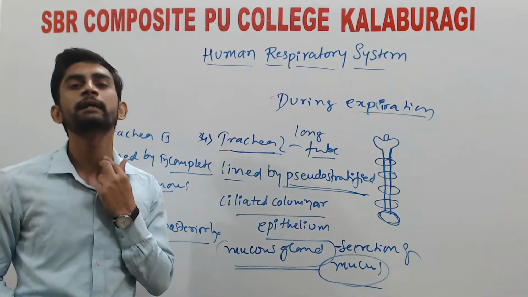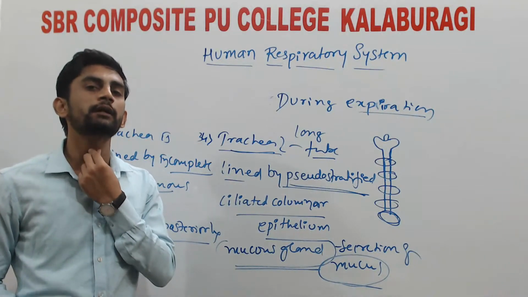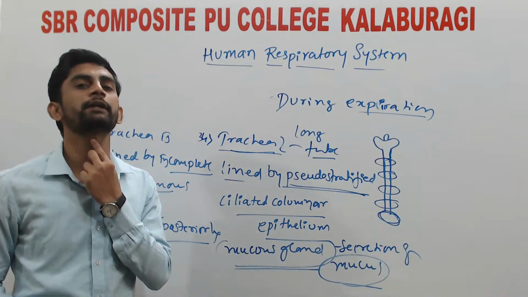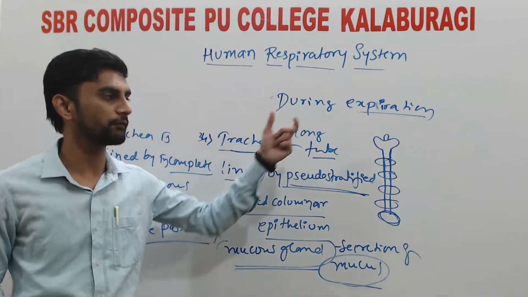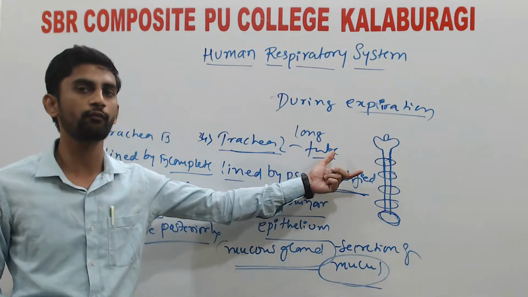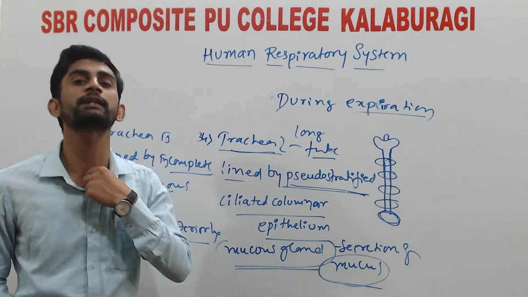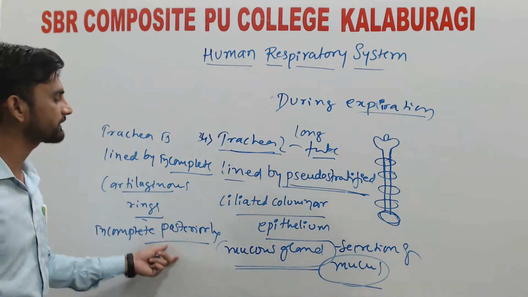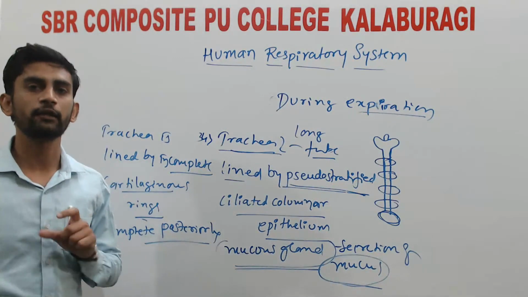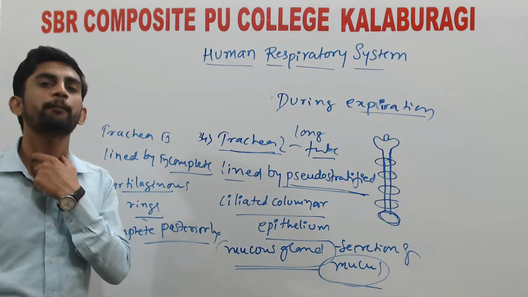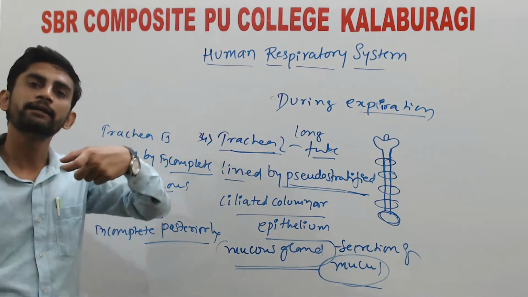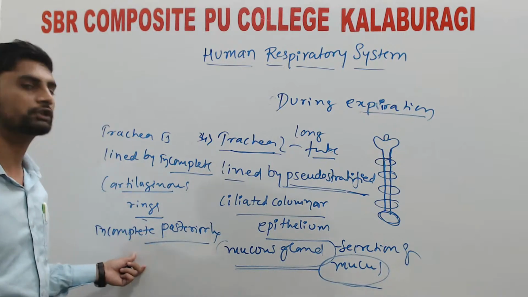Here you can easily observe. When you have the Adam's apple here, next to this will be the continuation of the trachea. In a previous class, I've already drawn a diagram showing those cartilaginous rings. These cartilaginous rings are incomplete, not complete. They are complete anteriorly, and incomplete posteriorly.